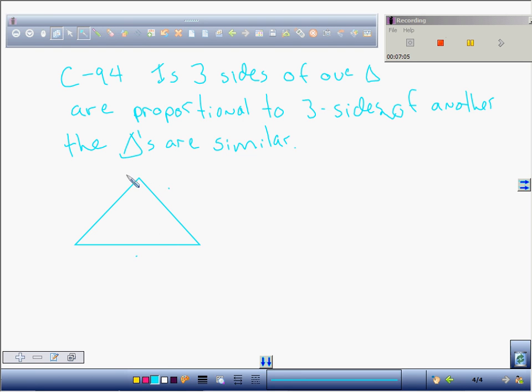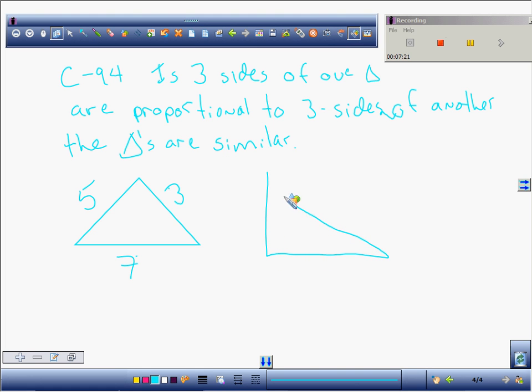I wanted to draw this, even though it doesn't look like it. 3, 5, 7. And then I'm going to have another triangle. I'm going to guess another triangle, and I'm going to call those sides. And I don't know if this is a right triangle. So, look at that. It works every time.